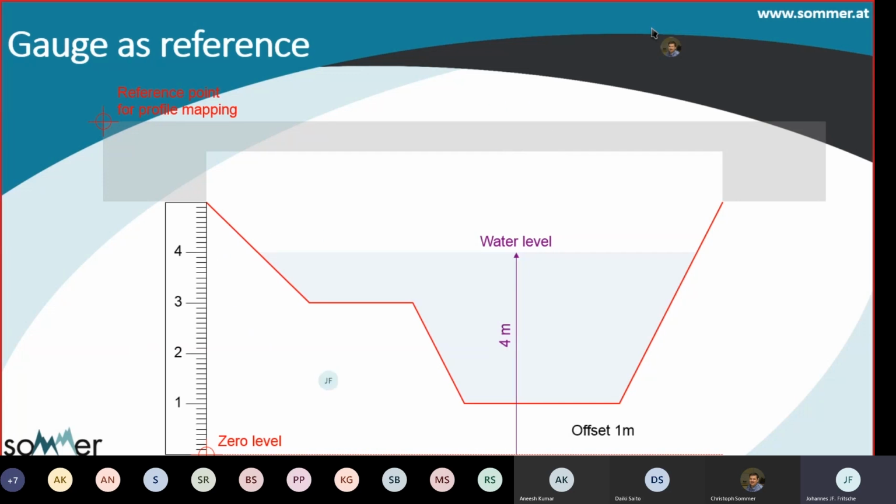So again, you need to determine the offset between the lowest water level or the bottom of your channel or river and the 0 point of your gauge plate. So in our case, we have an offset of 1 meter here, and we use this one to correct or to input our cross-sectional data into the Q Commander software.